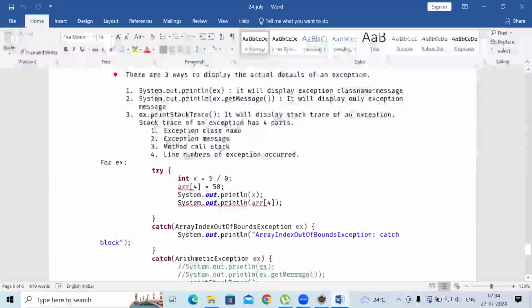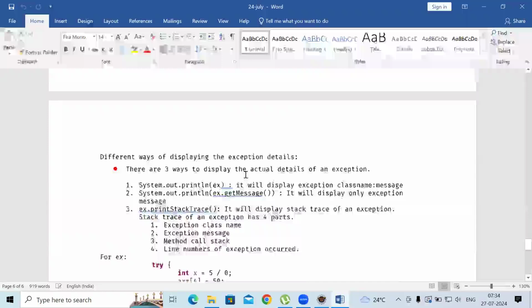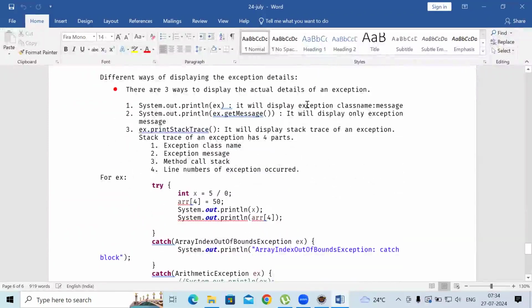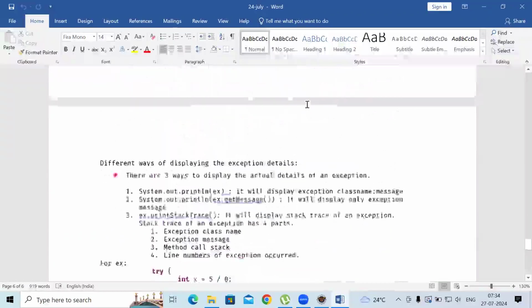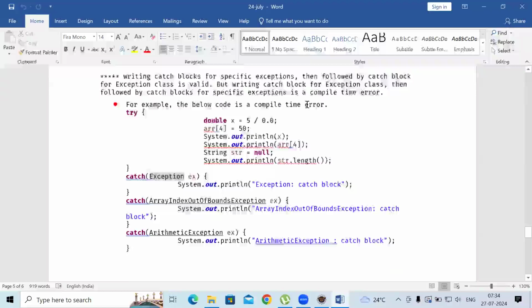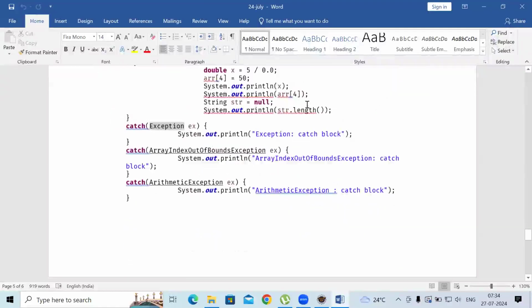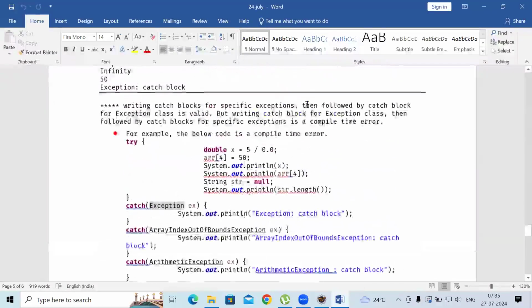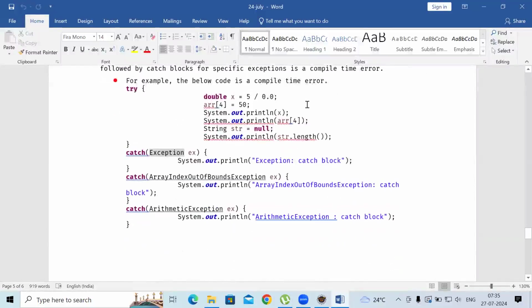In the last session, I told you there are three ways to display the actual details of an exception. I also told you how to write multiple catch blocks, what the correct way of writing multiple catch blocks is, and what the wrong way is. That is what we discussed.